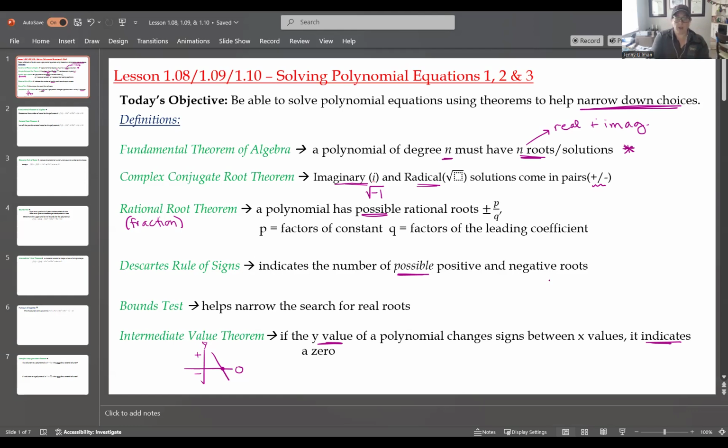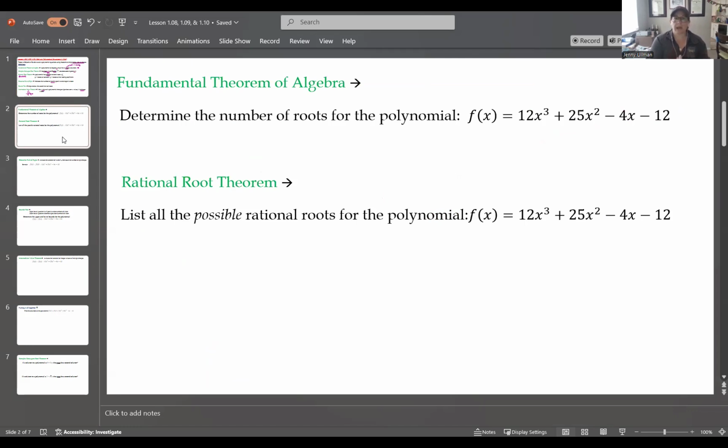All right. So our goal for today is kind of just to tackle each one of these so you can see how they can be used in solving. So we're going to work with one polynomial for the entire time and go theorem by theorem to see how each of these work. So to start with, we have our fundamental theorem of algebra and our rational root theorem.